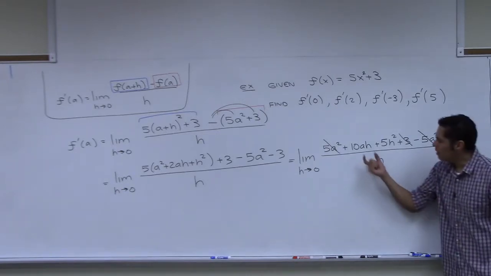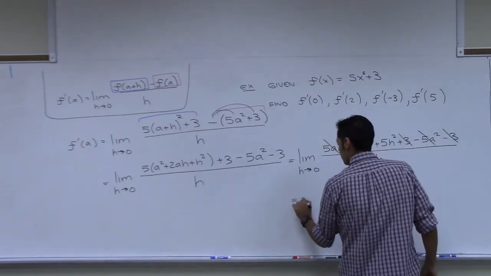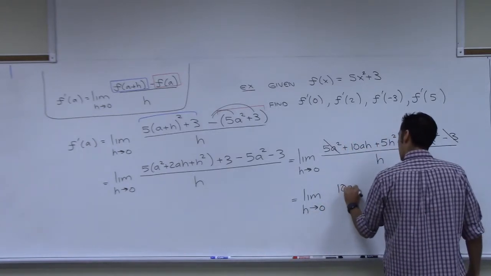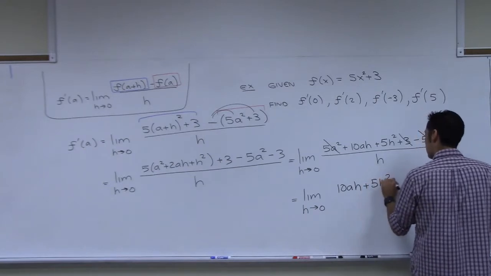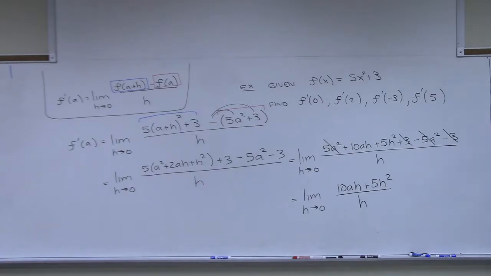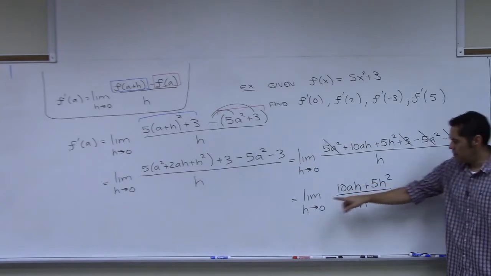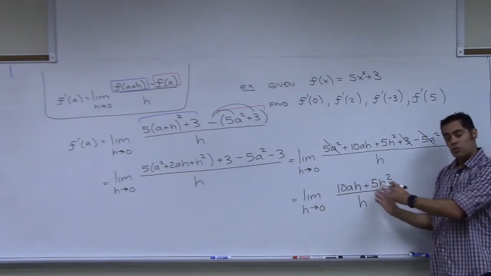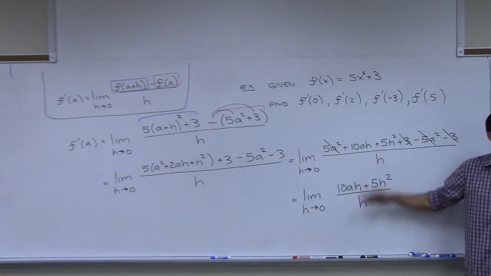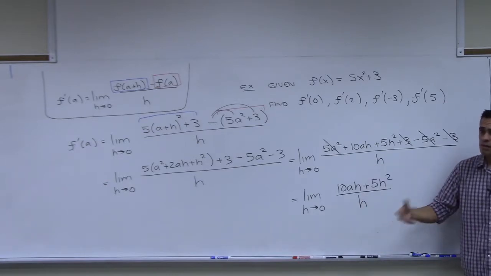So I'm just going to check real quick. That has an h in it. That has an h in it. So I'm okay. I like that. So this is the limit as h goes to 0 of 10ah plus 5h squared over h. Now right now, if you let h go to 0, what would happen? If you just try and take this limit, do direct substitution, you would get 0 here, 0 here, and 0 here. So you would have 0 over 0, right? And we said when you have 0 over 0, you want to try and do some algebra, something to simplify it.